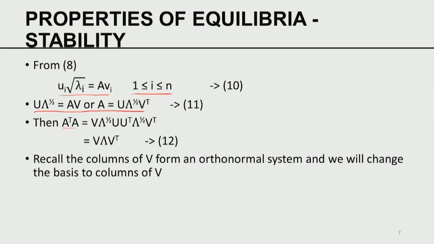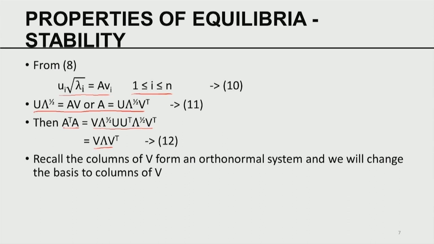Therefore, A transpose A is given by this decomposition, because U transpose U is identity. U is orthogonal, V is orthogonal. Therefore, I get this expression. So the columns of V are an orthonormal system.